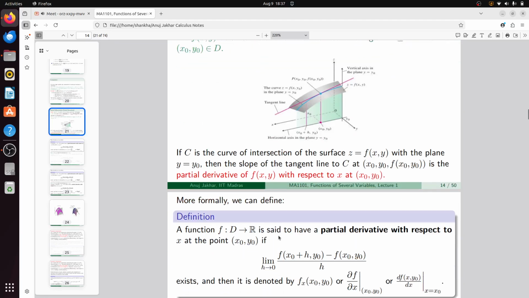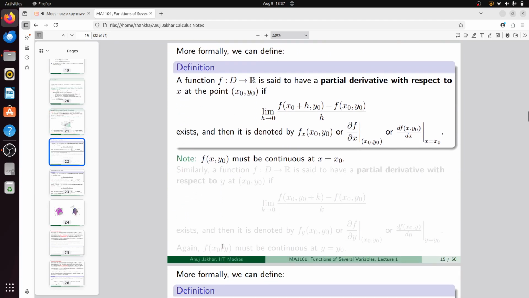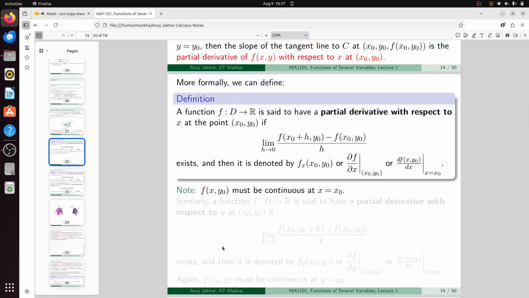More formally, we can define: a function f from D to R is said to have a partial derivative with respect to x at the point x0, y0 if the limit as h tends to 0 of f of x0 plus h, y0 minus f of x0, y0, divided by h, exists, and then it is denoted by del f del x at x0, y0, or f x at x0, y0, or df dx at x equal to x0. Do not remember this last symbol, it is very rarely used. Mostly we use these two notations.